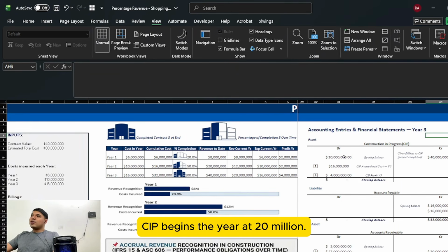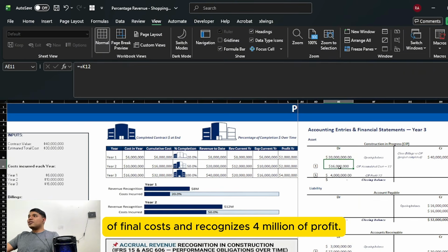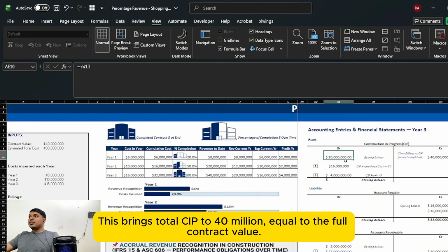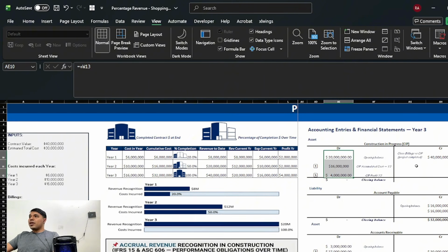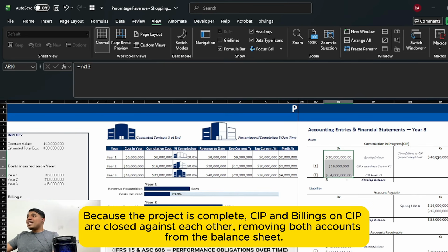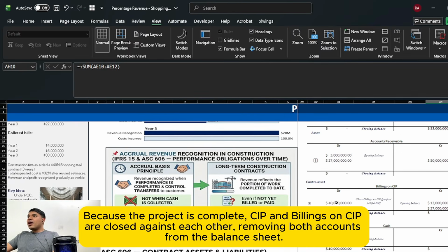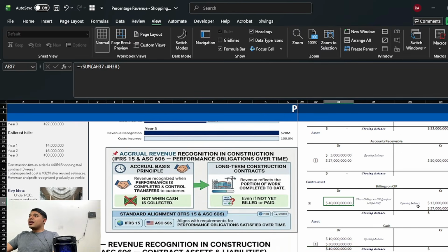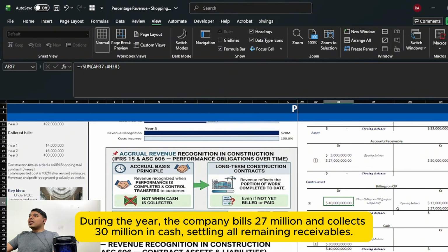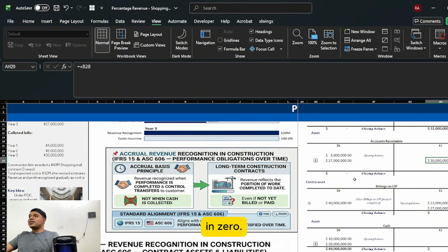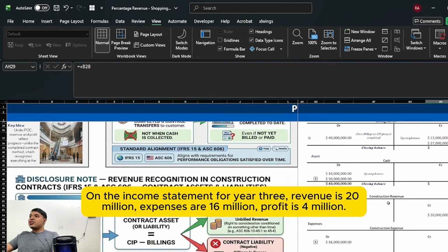In year 3, the project is completed. CIP begins the year at $20 million. The company incurs $16 million of final costs and recognizes $4 million of profit. This brings total CIP to $40 million, equal to the full contract value. Because the project is complete, CIP and billings on CIP are closed against each other, removing both accounts from the balance sheet. During the year, the company bills $27 million and collects $13 million in cash, leaving accounts receivable at zero. On the income statement for year 3, revenue is $20 million, expenses are $16 million, profit is $4 million.